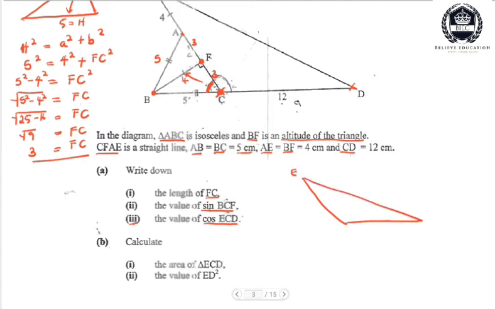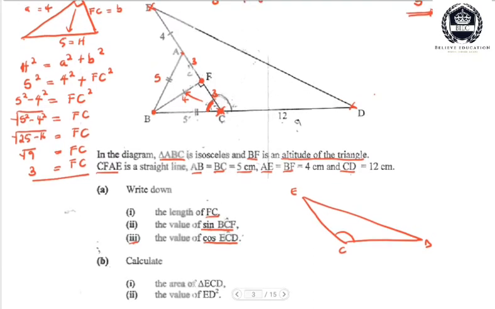So we have E, then we have C, then we have D. I'm asked to find the cos for this one. Apparently I have two sides that are given. I'm given this side from B to C. We have here from B to A, that's 4, plus A to F, 3, then plus F to C, that's 3. So that gives me 10. I have 10, and then here I have 12. That's C to D, that's 12.